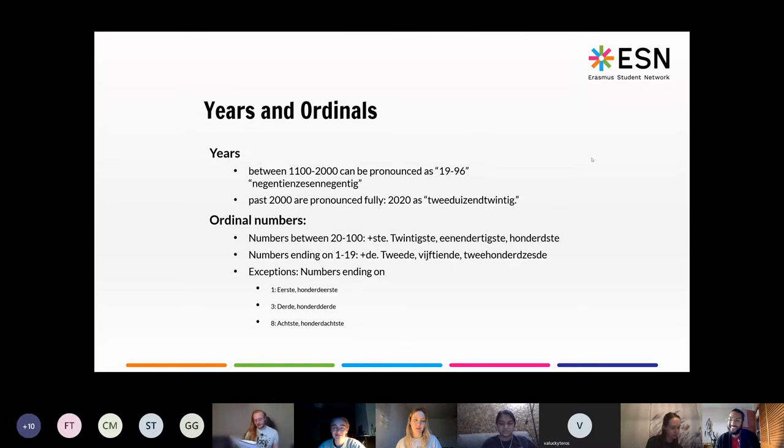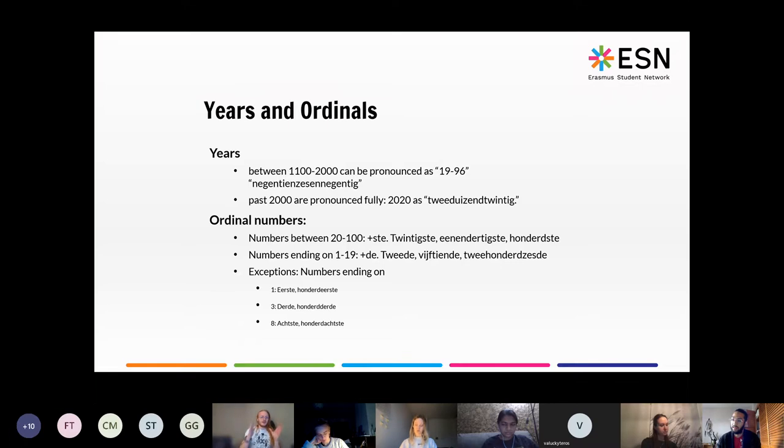Then ordinal numbers. I hear you ask, what are those things? They're words like first, second, third, fourth, whatever. They are pronounced by adding ste at the end if they are 20 or above. So you have 20ste, 31ste, 100ste, 88ste, whatever. It's also like that beyond 100. I'm not sure why I just put it from 20 to 100. So basically everything from 20 up ends in ste.